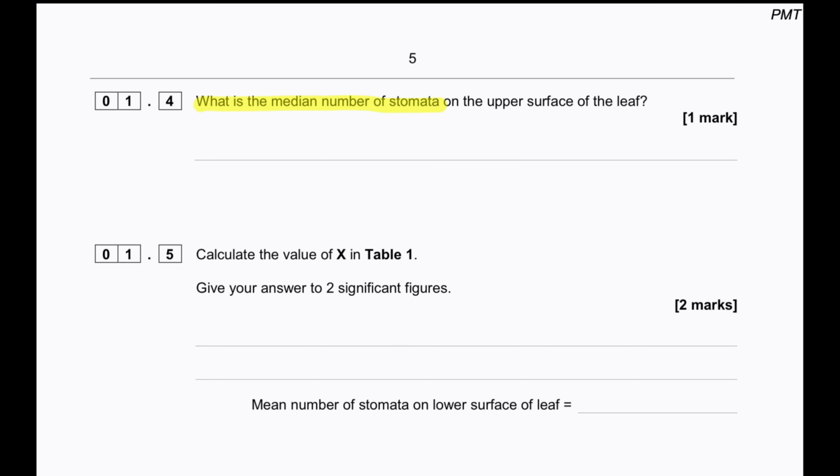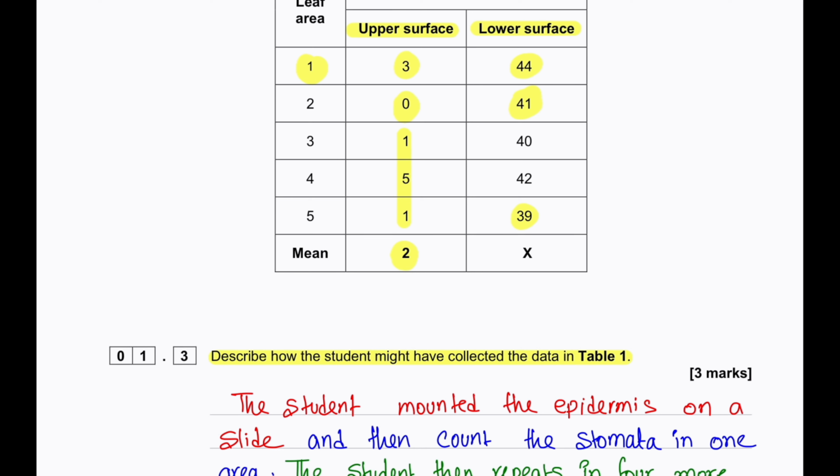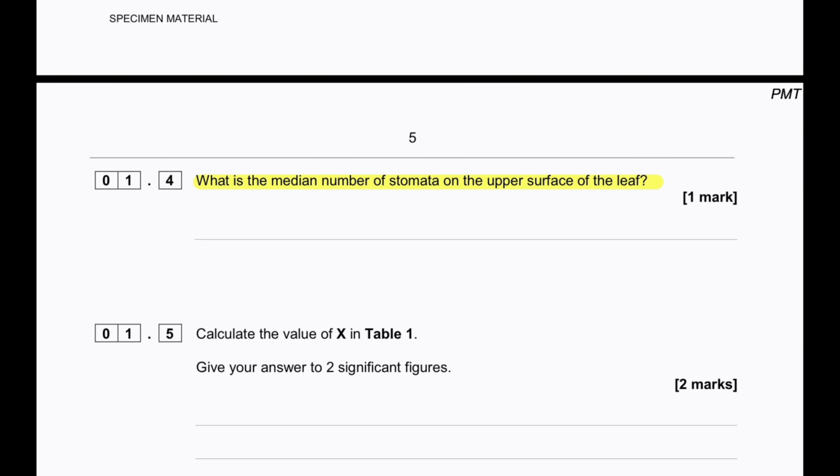What is the median number of stomata on the upper surface of the leaf? On the upper surface of the leaf, we can see the number ranges from 0 to 5. If we write down the numbers in order, 0, 1, 1, 3 and 5, we can see the middle number is 1. So the answer will be 1. The median number of stomata is 1 on the upper surface of the leaf.